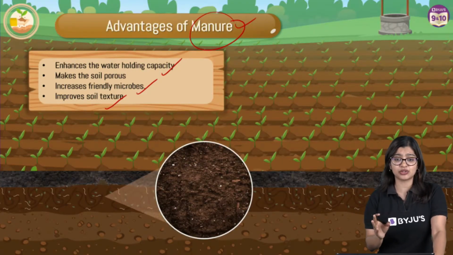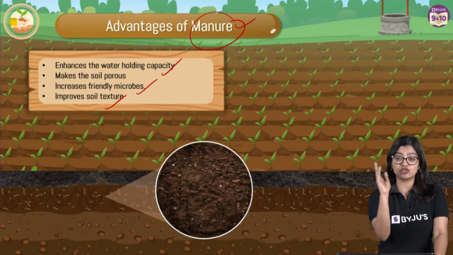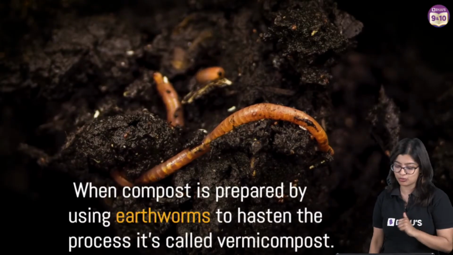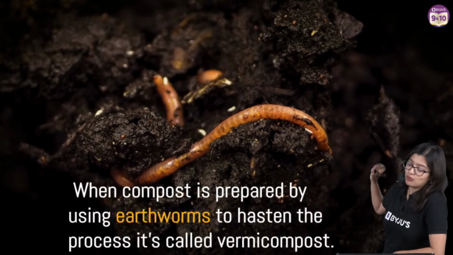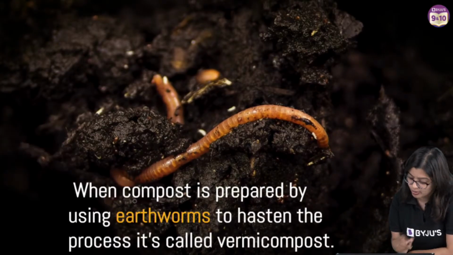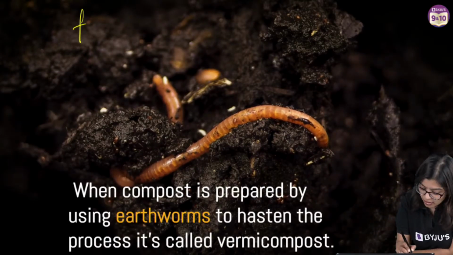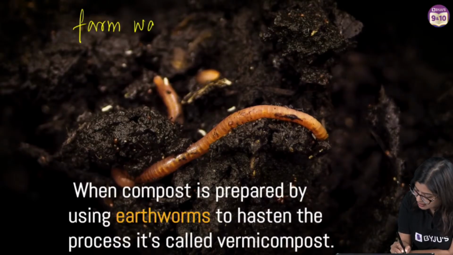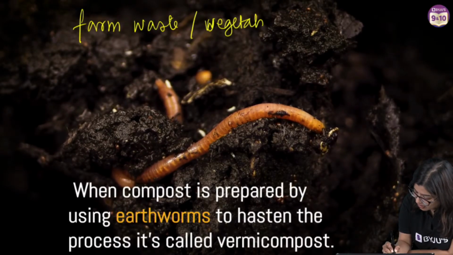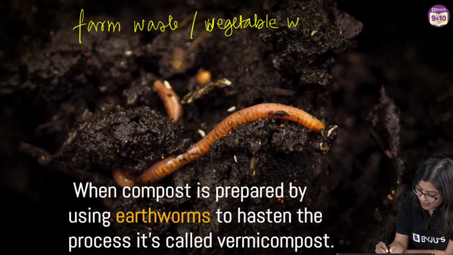So with this, we have understood that there is manure, there is compost, but we also have something called vermicompost. I told you that for compost to be formed, we are using farm waste, or vegetable waste, or you can say sewage waste, whatever it be.